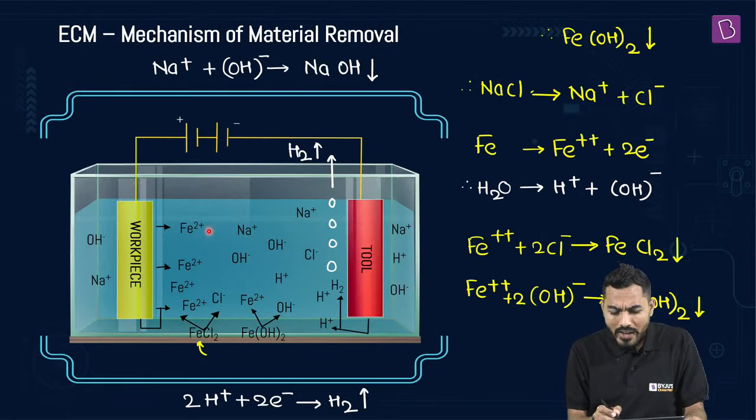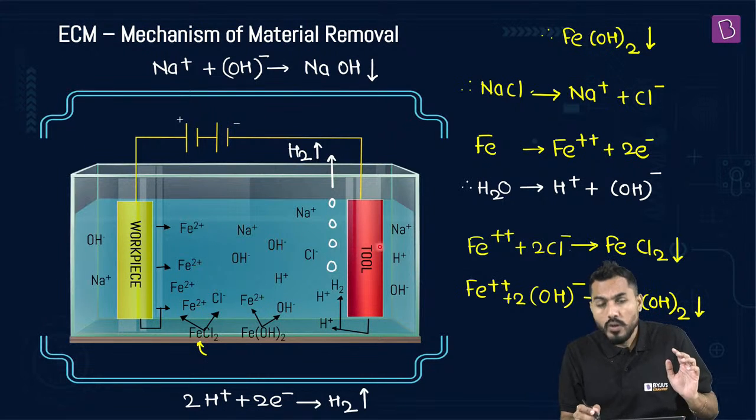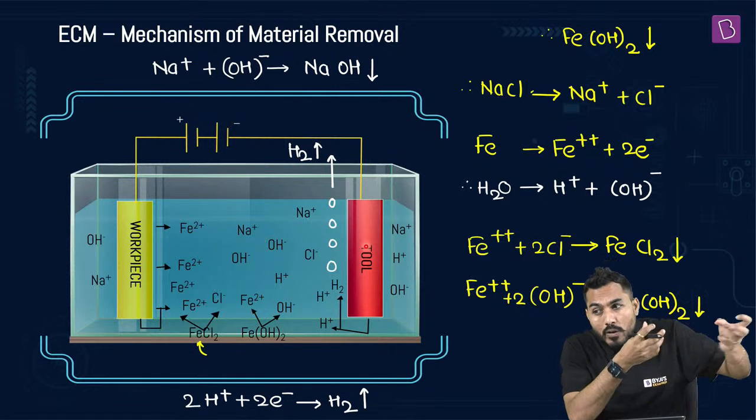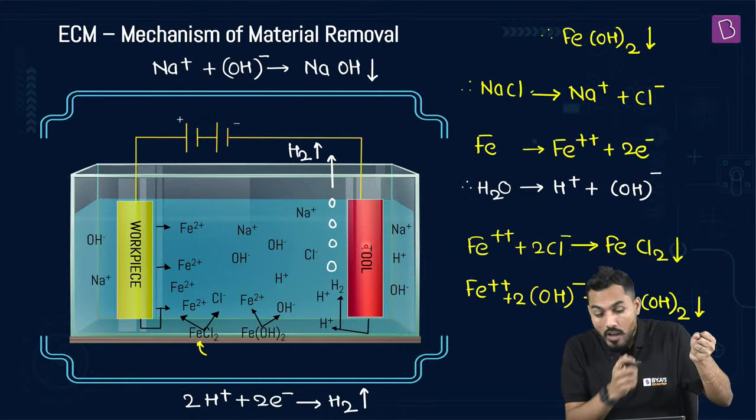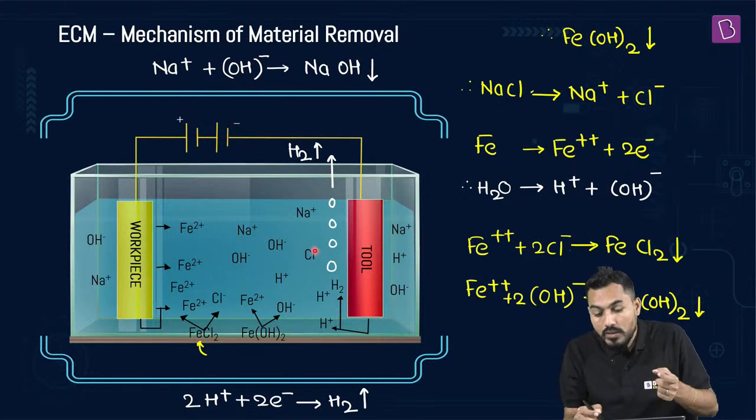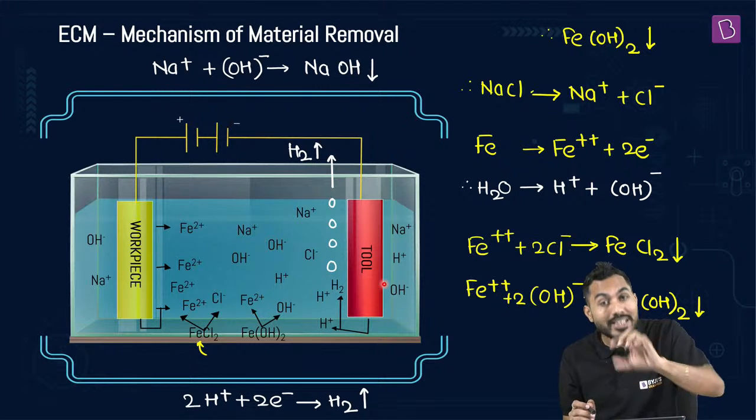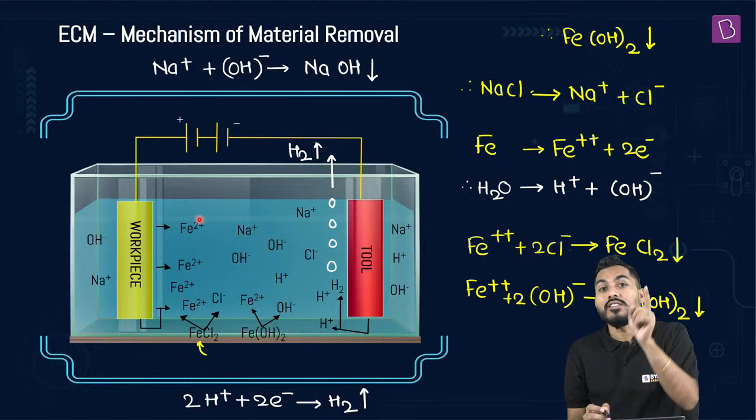It's very simple: ions are depleting and they are being attracted towards the tool. So somebody must have been pulling those ions from the workpiece and attracting them towards the tool. Whatever is pulling these ions is called EMF. It is called electromotive force.